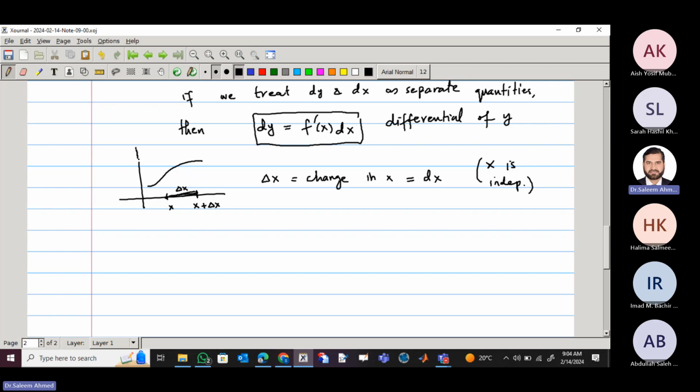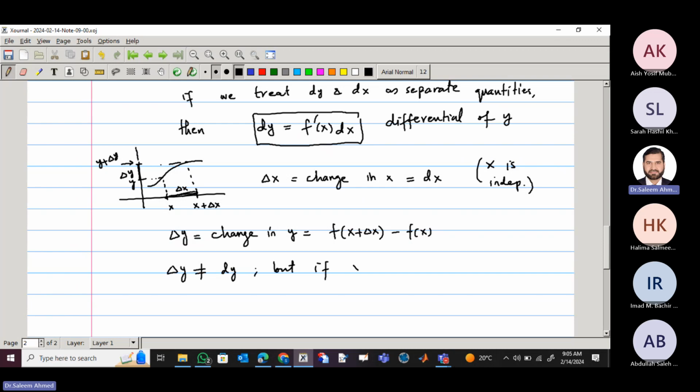But if you calculate the corresponding change in y, this is y, and this is the change in y. Okay, so let's say this is the corresponding change delta y. So this point is y plus delta y. So delta y is change in y, which we calculate by function value at x plus delta x minus the function value at x. This is actually the change, actual change in y. This is not equal to differential of y in general. dy and delta y are not equal in general.